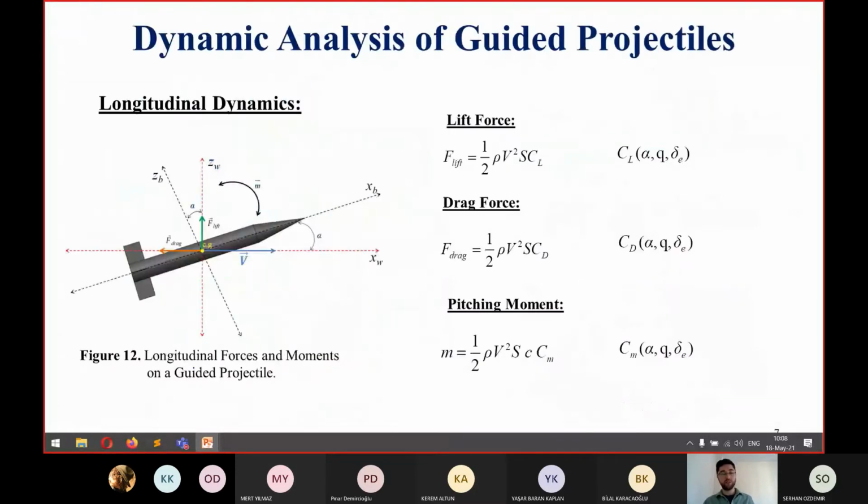Now I will continue with dynamics of the projectiles. We can separate dynamics into two groups: longitudinal dynamics and lateral dynamics.